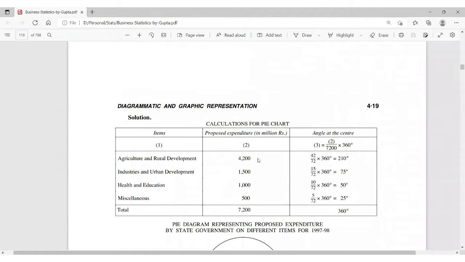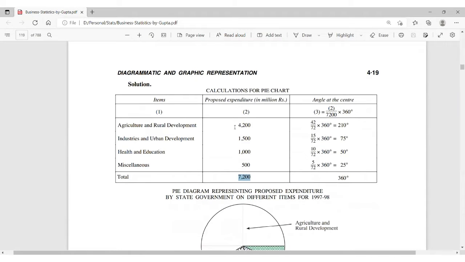What do we do? First of all, add all these. The total comes to be 7,200. Right? Now we have to find the percentage, or rather we need the central angle obtained for each figure, right? So what we do, make the total of these.